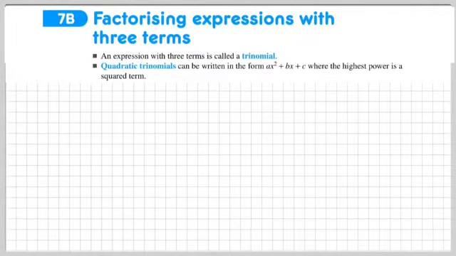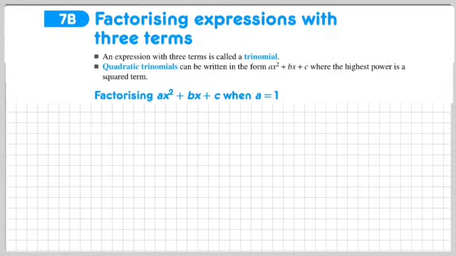Yes, quadratic trinomials can be written in the form ax squared plus bx plus c, where the highest power is a squared term in x. That's what makes it a quadratic, guys. That's its signature of quadraticism.